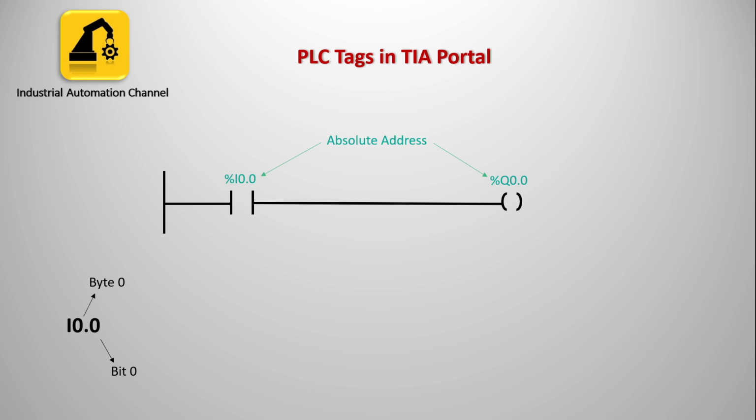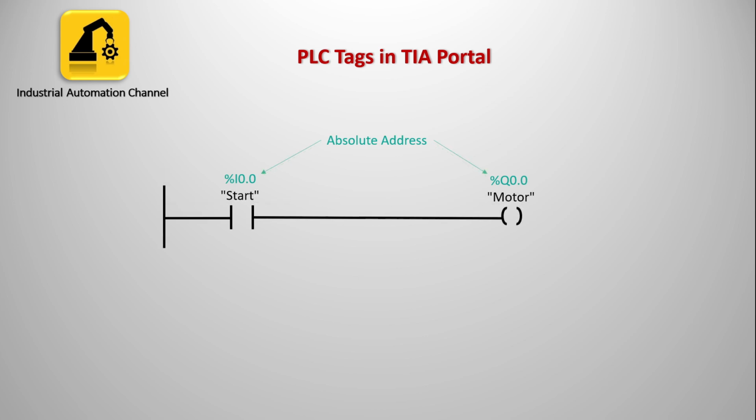But when our program becomes longer, there will be lots of these addresses and it will be difficult to read the program or troubleshoot it. As you see here, we can use symbolic addresses, as I have named the address I0.0 as start and Q0.0 as motor, which are called a tag. A tag is a name that we assign to an address of the PLC. They are automatically enclosed in quotation marks. These tags make programming and troubleshooting easier and can be monitored through a tag table.